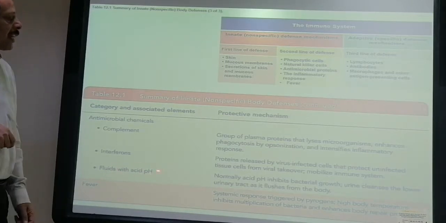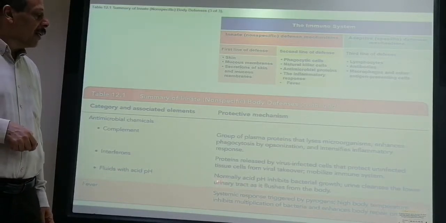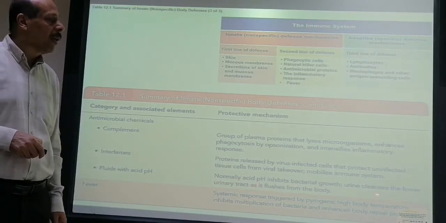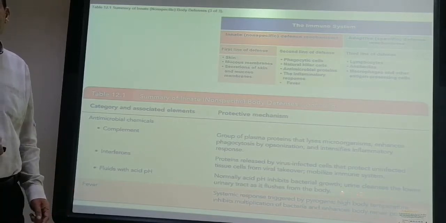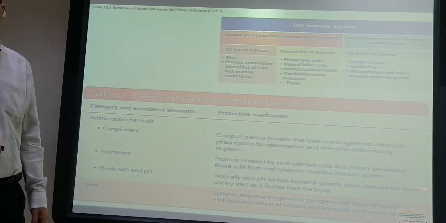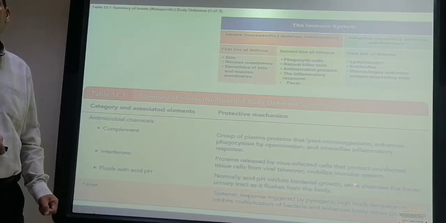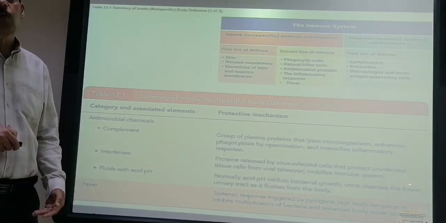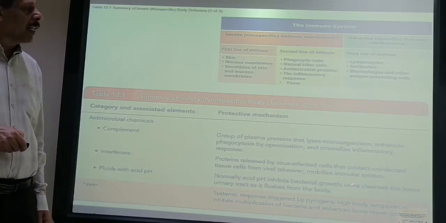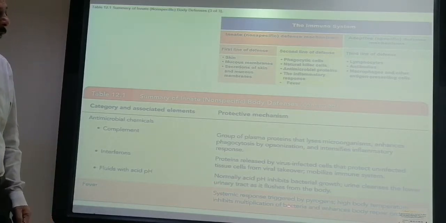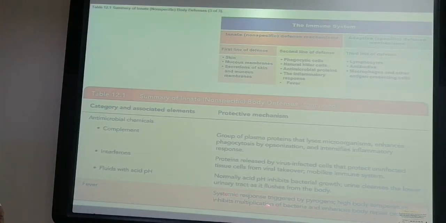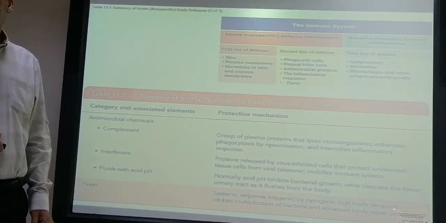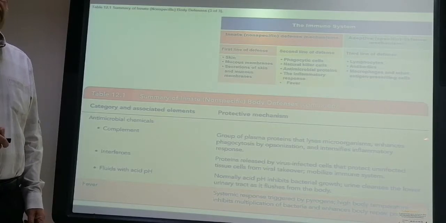The acidic pH, as we said, inhibits the bacterial growth. In the urine, it is an acidic media that also will prevent the growth of microorganisms in the urinary system. Also, when we pass urine, it will clean out the urethra and prevent the ascending infection to our body. The fever, as we said, is triggered and decreases the possibility of the bacterial growth.